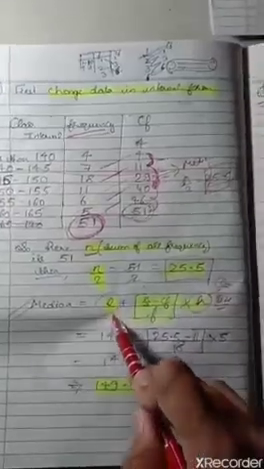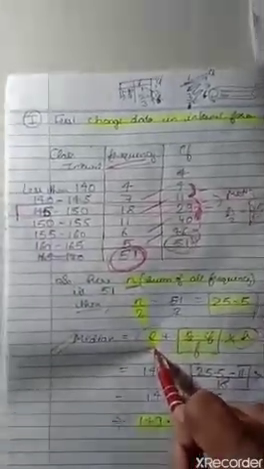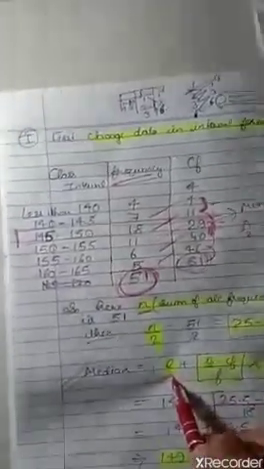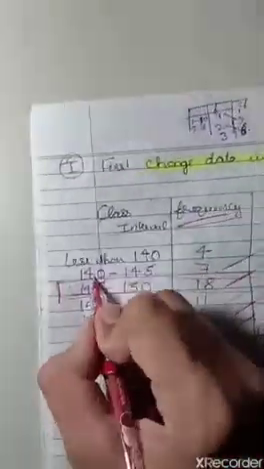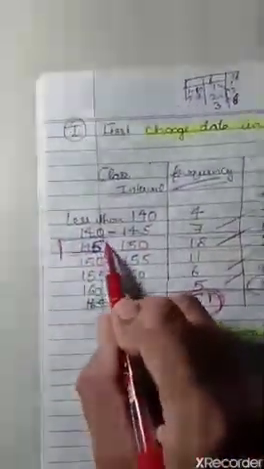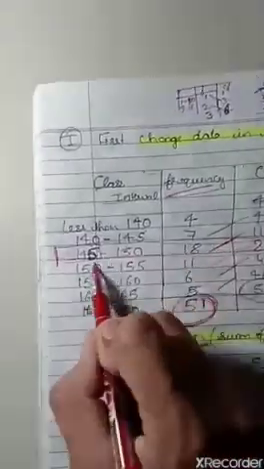So median class we have got. Now what is L in this median class? The lower limit will be 145. In a class interval, this is lower limit, this is upper limit. I repeat, this is lower limit and this is upper limit. So here the lower limit is 145 in this median class which we have selected.